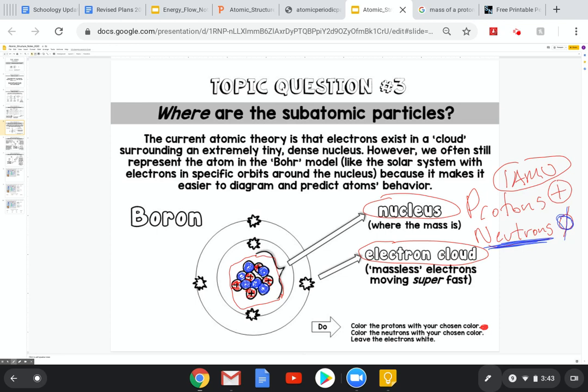Lastly, there are the electrons, and the electrons are, as it shows, located in the electron cloud.